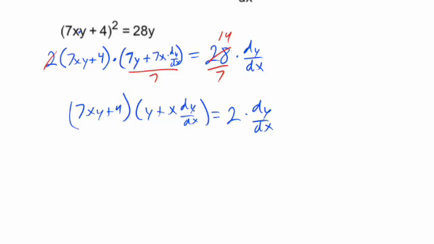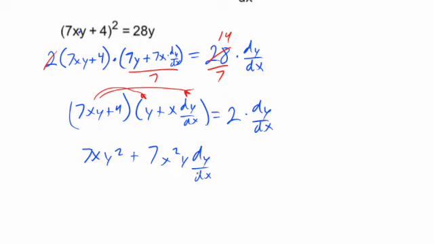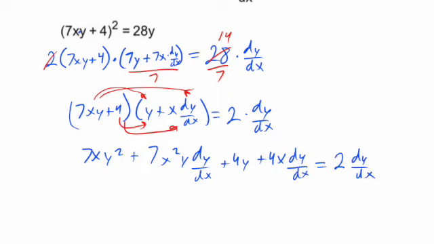And then we have to expand the brackets because we have to solve for dy/dx. Okay, so it's just regular old expanding. We'll get 7xy squared and 7x squared y dy/dx. Then with the 4, so we're going to have 4y plus 4x dy/dx equals 2 dy/dx.